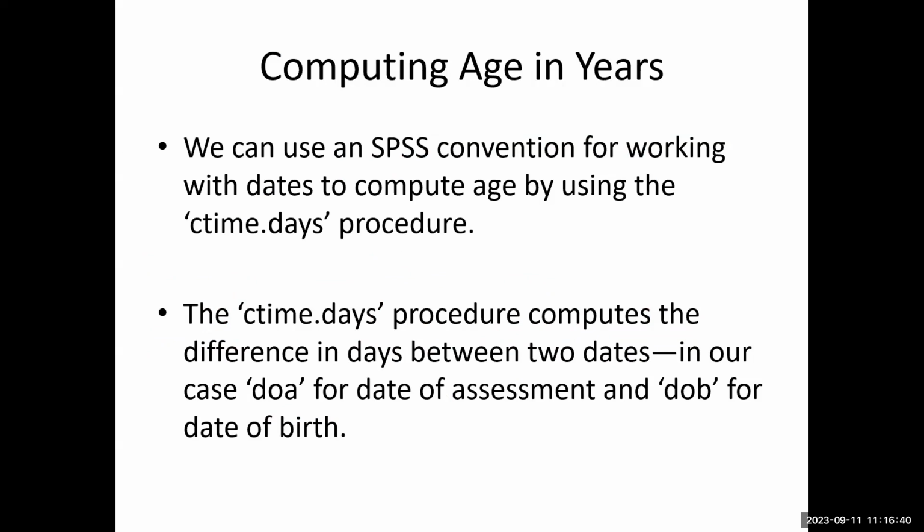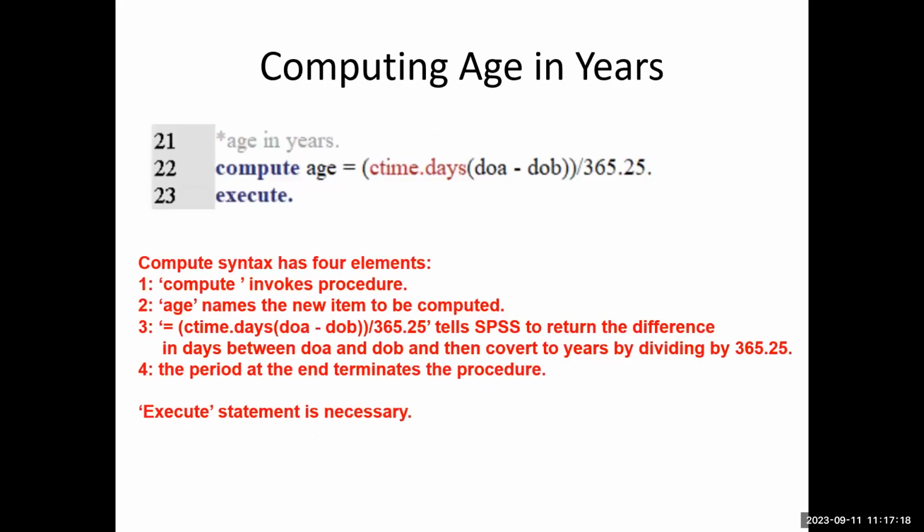And the last thing I want to talk about, at least in the compute realm, is computing age in years. SPSS has a number of operations that are pretty powerful for working with date and time variables. One of those procedures is ctime.days, and essentially ctime.days allows us to take the difference in days between two dates. In our case, our two dates are going to be DOA for date of assessment and DOB for date of birth. And so this is what the age syntax looks like.